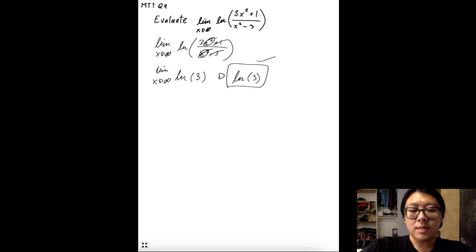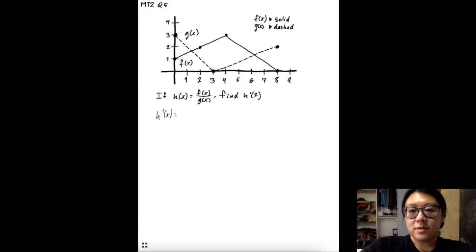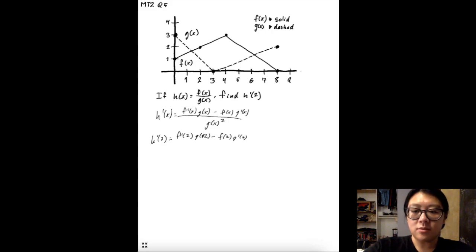Now on to mini test 2, question 5. I need to find h prime of 2. So first of all, I gotta find h prime, which is f prime x times g of x minus f of x times g prime x, all over g of x squared. Now I'm going to be plugging in the 2, so that'll be f prime 2 times g of 2 minus f of 2 times g prime of 2, all going to be over g of 2 squared.